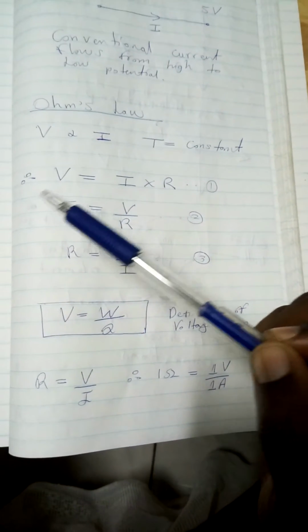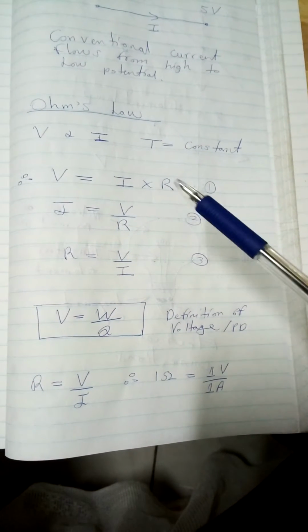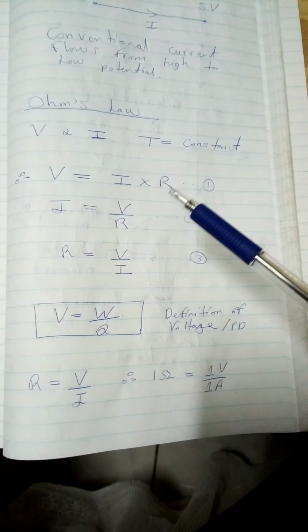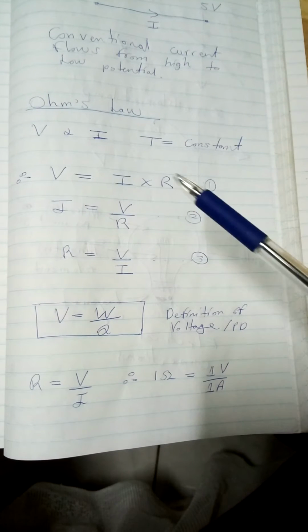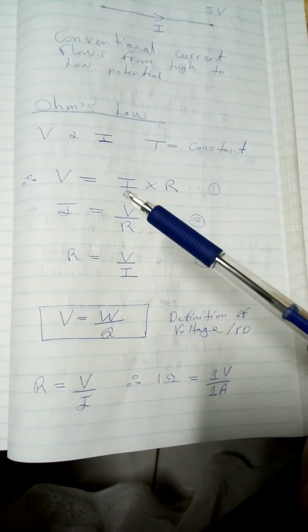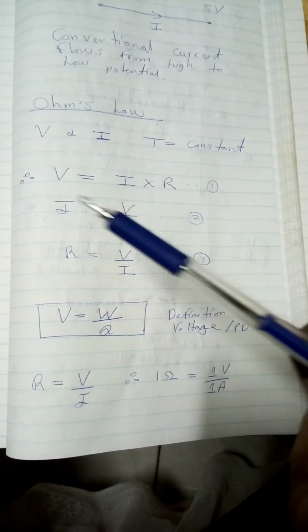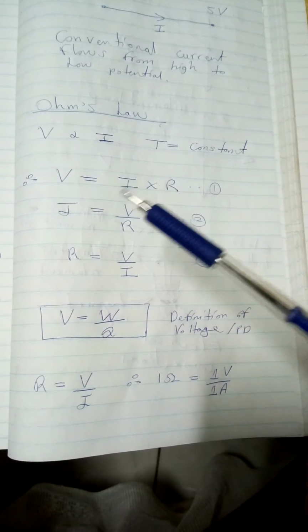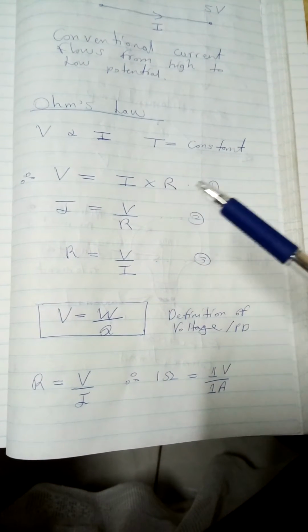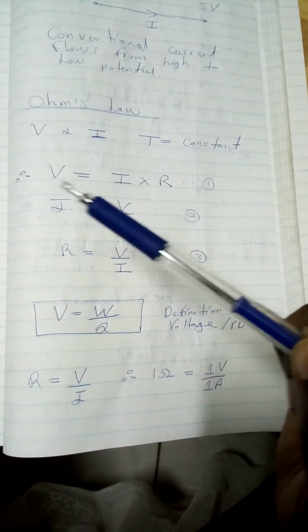So what this therefore means is that V is equal to I times some constant R, where R stands for resistance. Resistance is normally the opposition to the flow of current, and we'll come to that in more detail. I stands for the current flowing, and the SI unit of current is amps, and V stands for voltage. So the V here is voltage, I stands for current, and R is resistance. This is normally the first form you'll see the equation in.